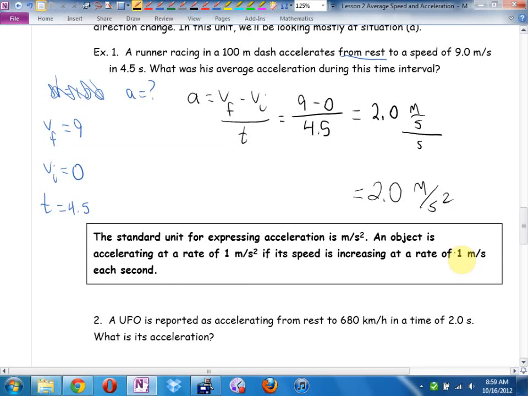So let's suppose I'm doing 20 kilometers per hour, and I'm accelerating at 5 meters per second squared. After 1 second, I'm doing 25. After 2 seconds, now I'm doing 30. After 3 seconds, now I'm doing 35. After 4 seconds, now I'm doing 40. Okay.